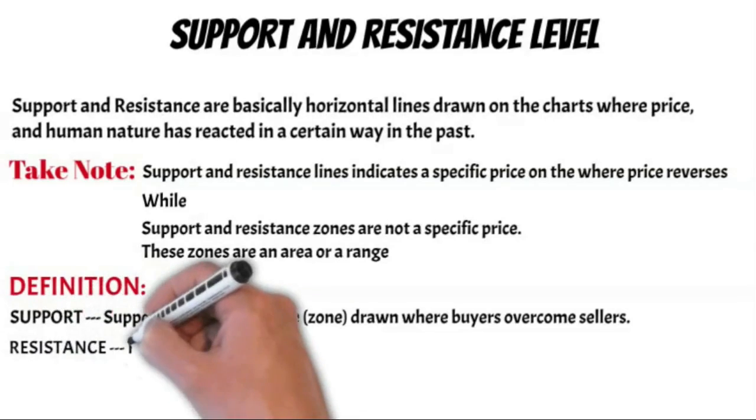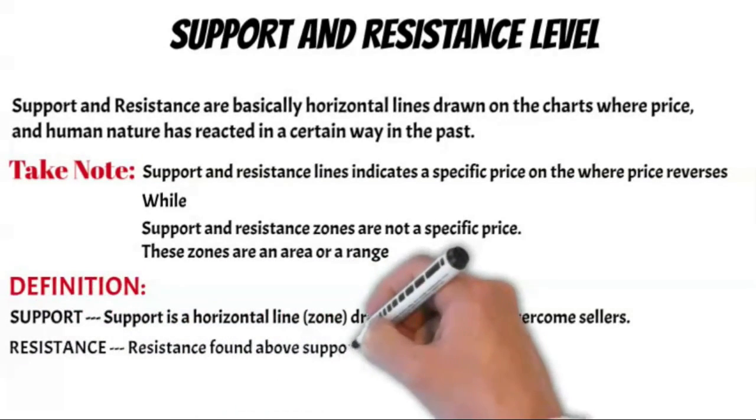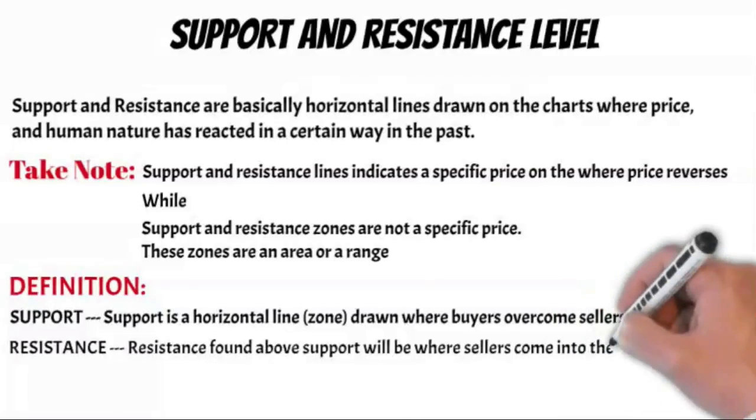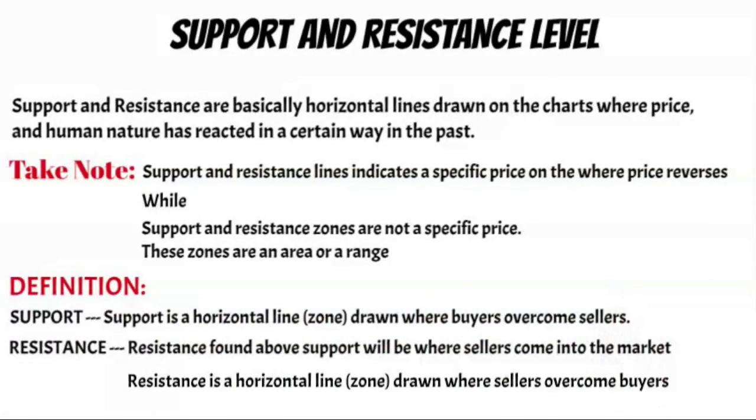Now, resistance. Resistance found above support will be where sellers come into the market. The sellers start to overcome the buyers and therefore push the market down to where it came from. These zones are critical for the naked trader. Once price reaches a zone, the naked trader is on alert for a possible trade setup.